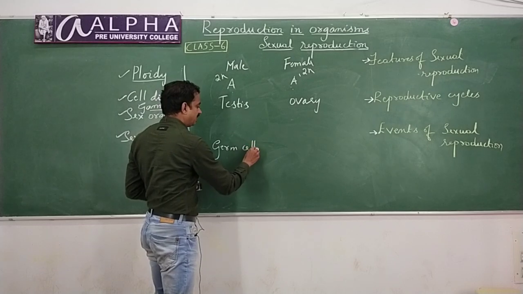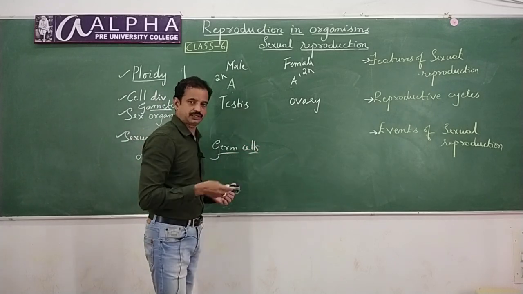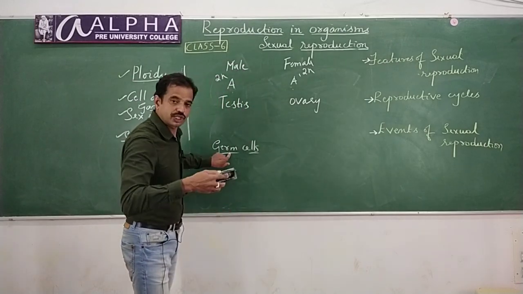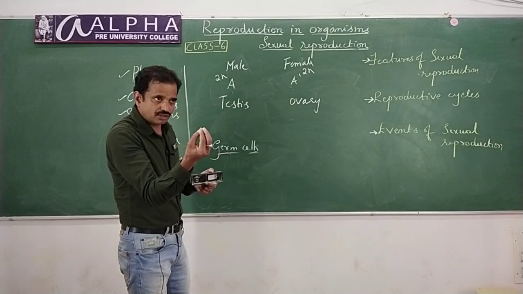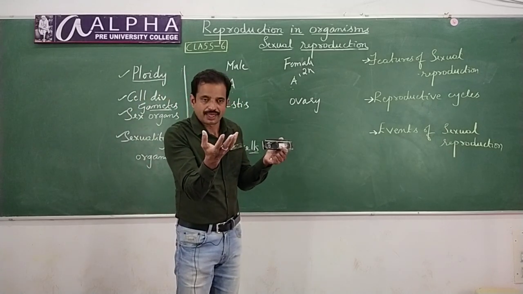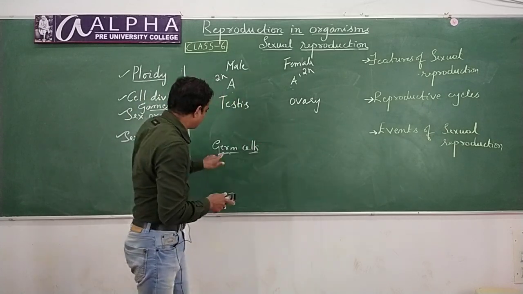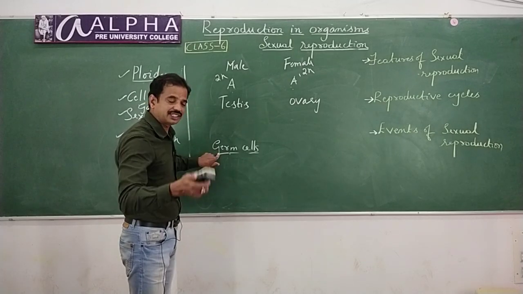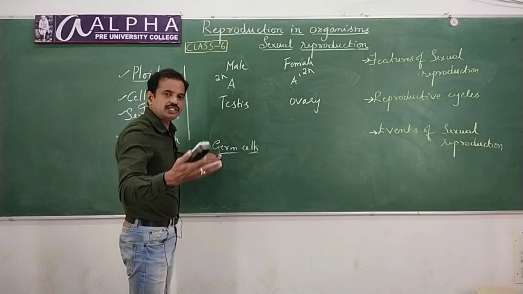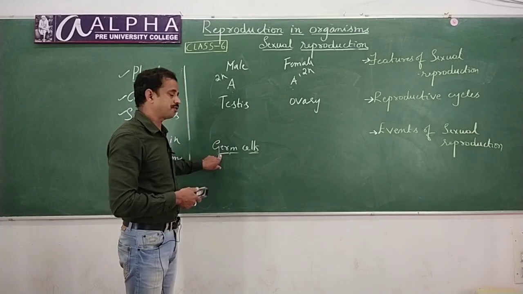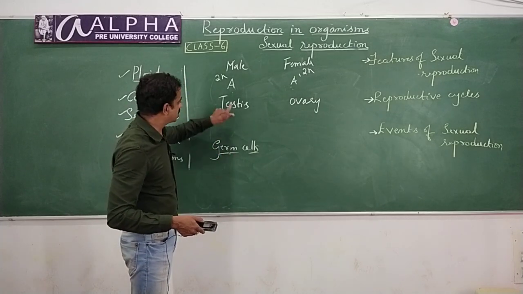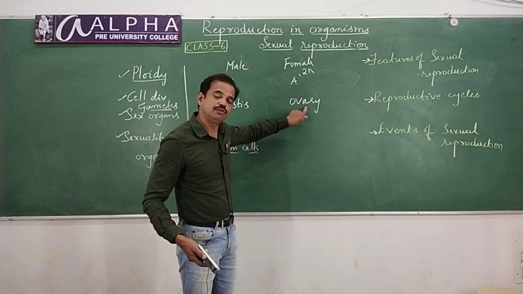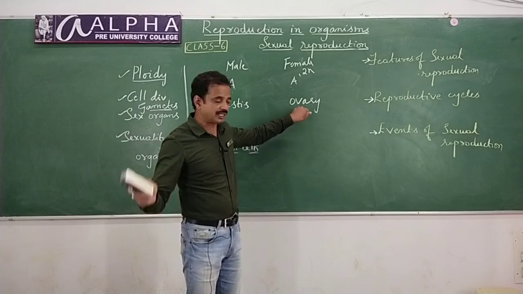Germ cells: the meaning of germ is to give birth, giving rise to a new generation. You have studied that germination is the process of development of a new plant body, taking new birth. That is how the word germ is related to generation, producing a new generation of offspring. So a sperm mother cell produces sperm, and ova mother cells in the ovary will produce the ova. Right, students?